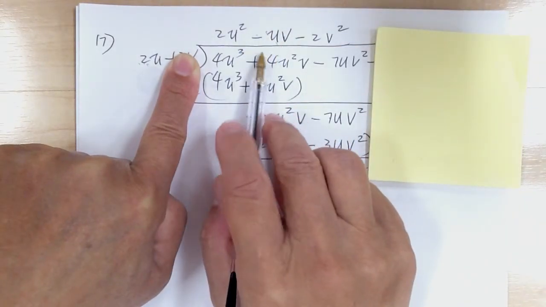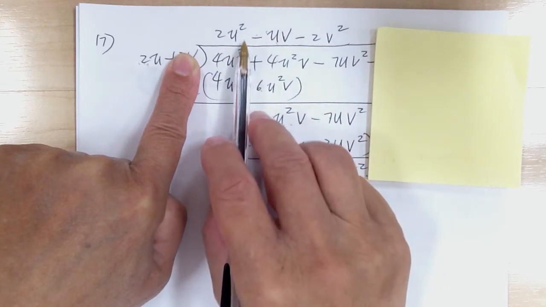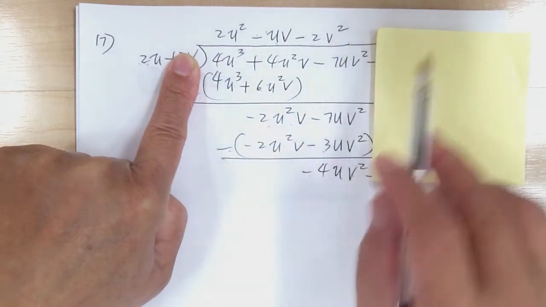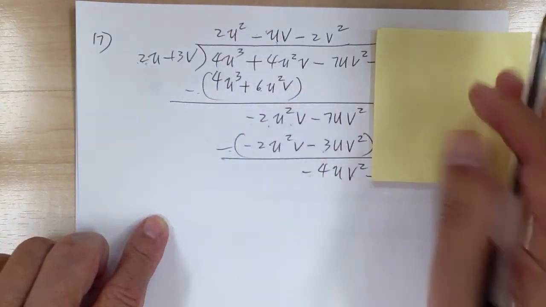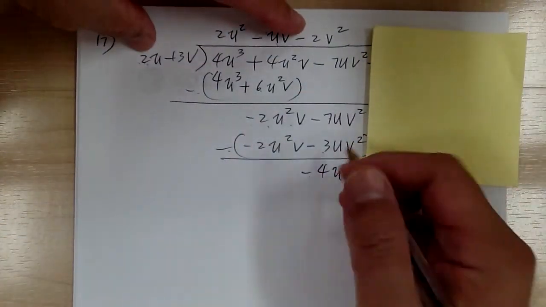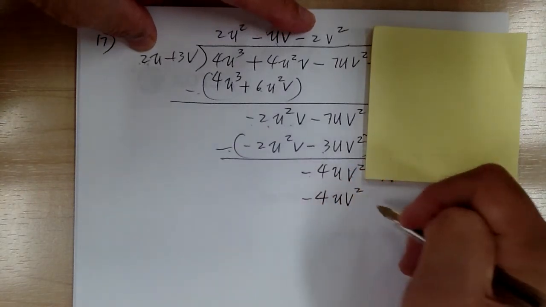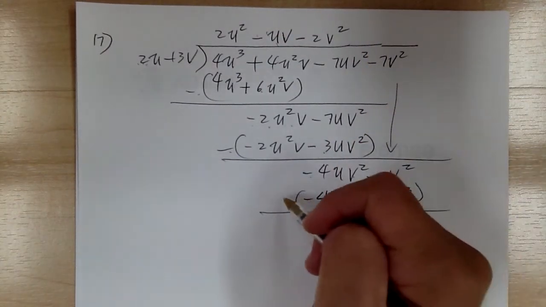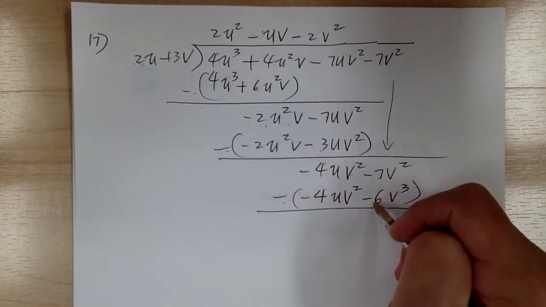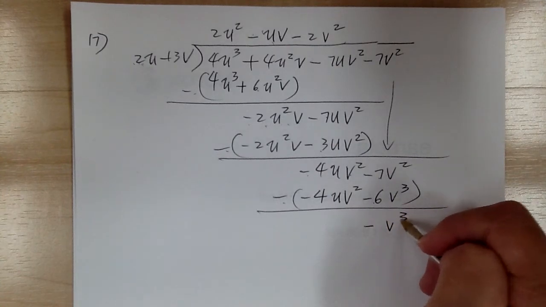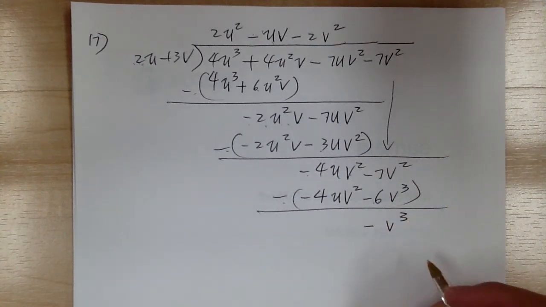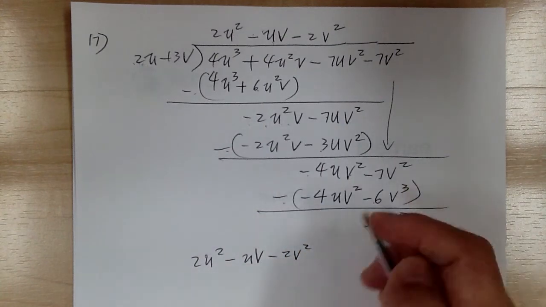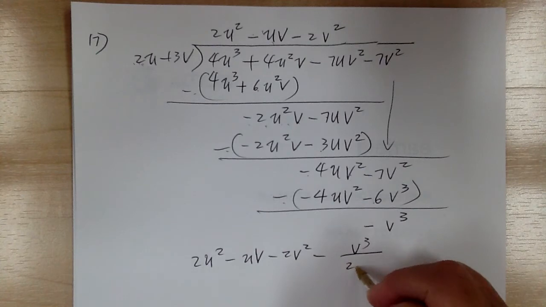So you can notice when you have two letters, one of the letters will go down in order, the other one will increase in order. So like this one is u to the 2, u to the 1, u to the 0. Over here would be v to the 0, v to the 1, v to the 2. So the other letter will go up, whereas the first letter will go down. Okay, so now you go and multiply. So this would be negative 4uv squared. Next one would be negative 6v to the 3. Okay, dotted line, put parentheses, subtract. So negative 7 minus negative 6, this becomes plus 6, would be minus 1, so it would be minus v cubed. Okay, so your answer would be 2u squared minus uv minus 2v squared minus v cubed over 2u plus 3v.